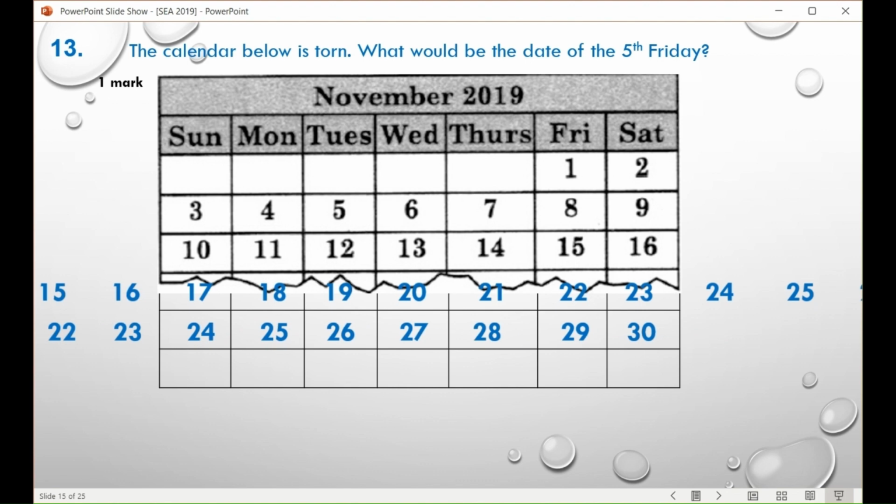Saturday the 23rd, as such Sunday the 24th. We are well accustomed to this. So we can tell now the fifth Friday would be the 29th.